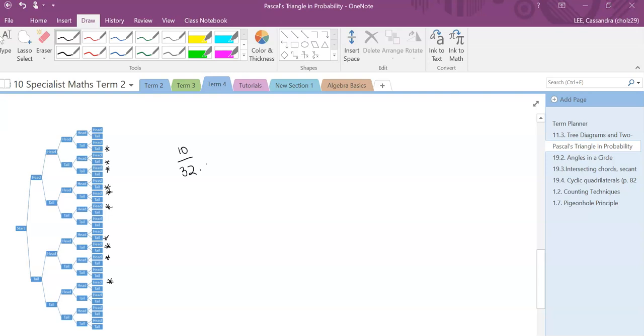Now, if we were to deal with anything more complex than this, and this is already starting to get a little bit crazy, then we would need to come up with a smarter way to figure out how to find this probability. So what we can do instead is use Pascal's triangle to help us do this.